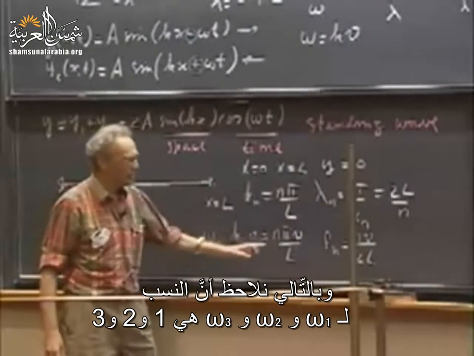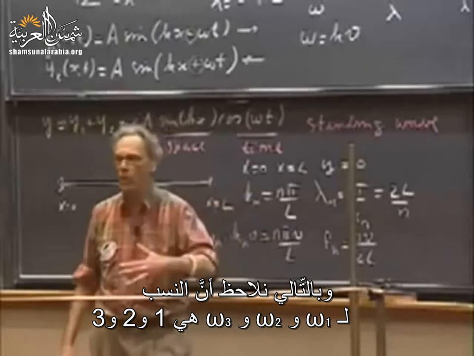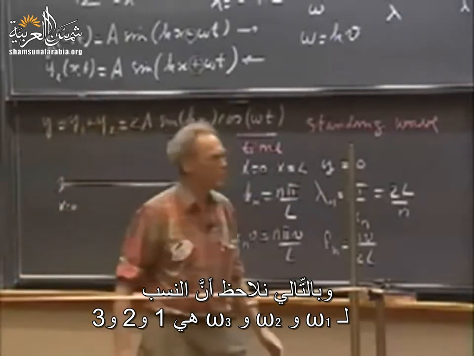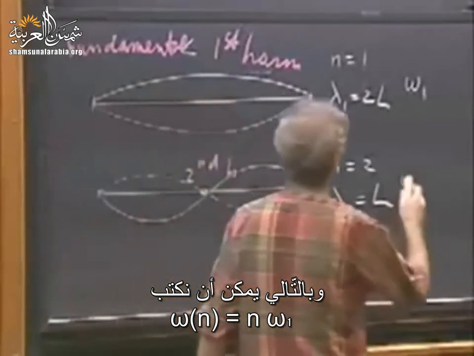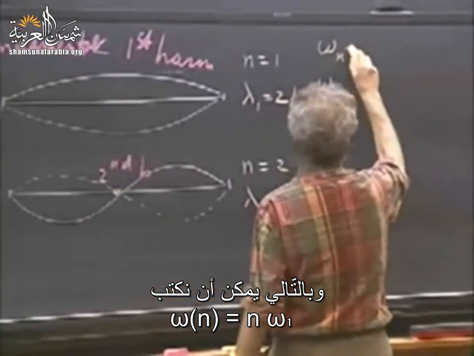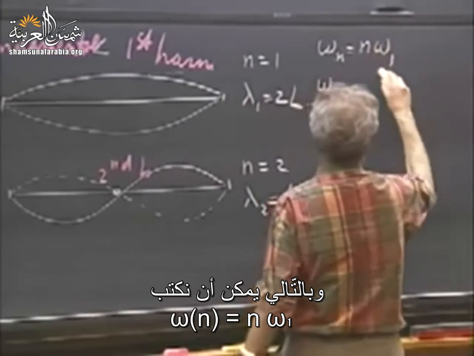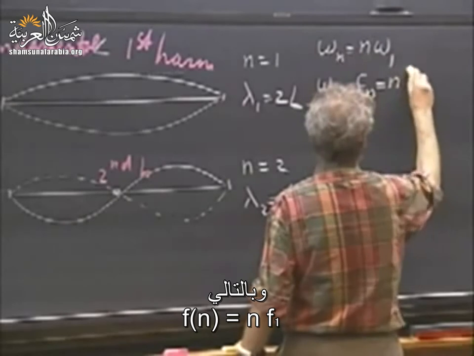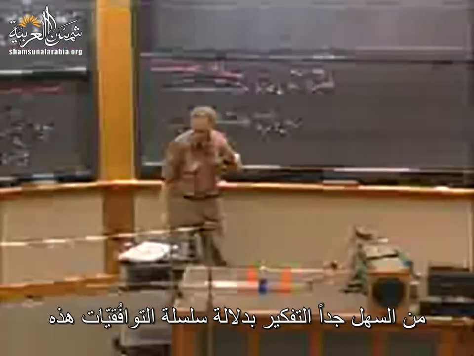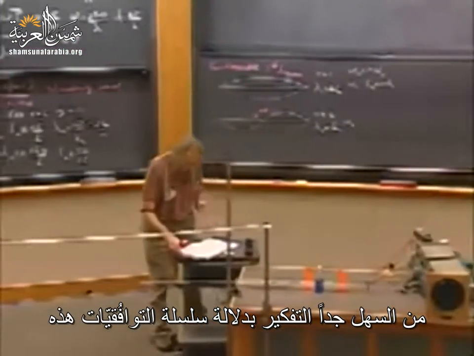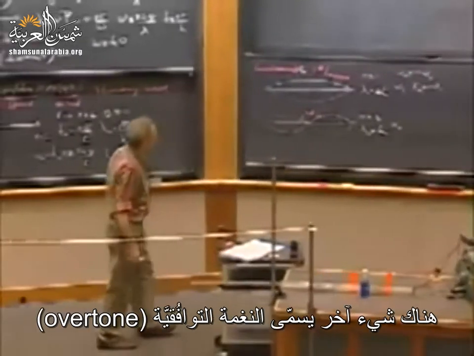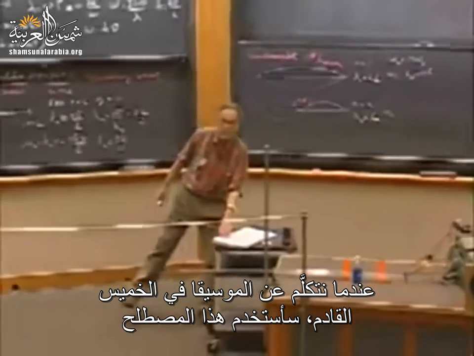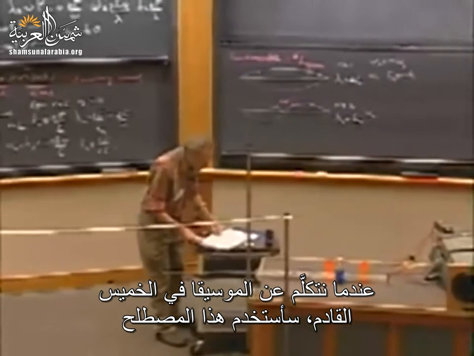So now you see that the ratios omega 1, omega 2, omega 3 relate as 1 to 2 to 3. And so you can also write down here then that omega n is n times omega 1, and therefore that f of n, which is the frequency in hertz, is also n times f1. So it's very easy to think in terms of the series of these harmonics. They're also sometimes called overtones. When we talk music next Thursday, I will often use the word overtone.